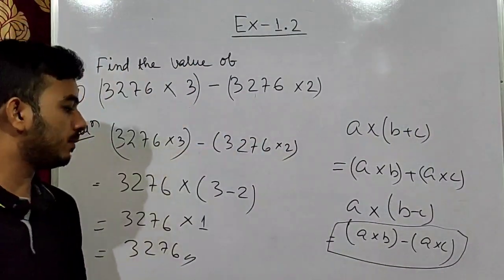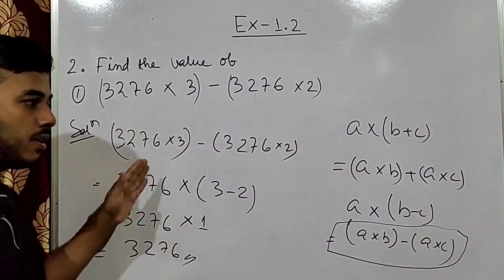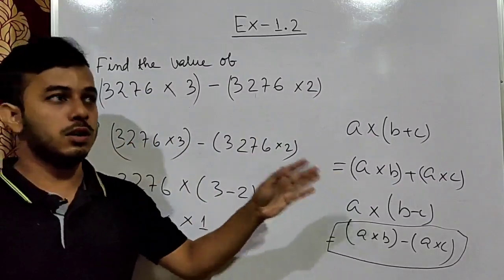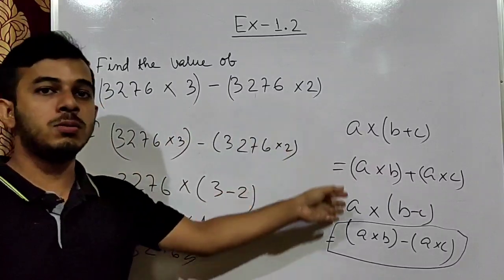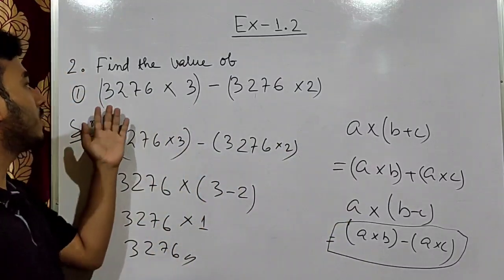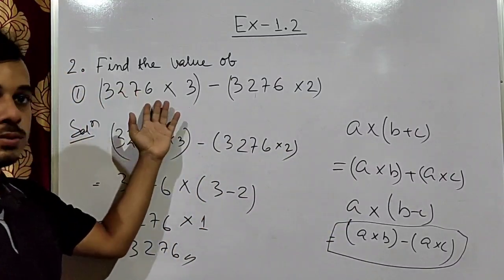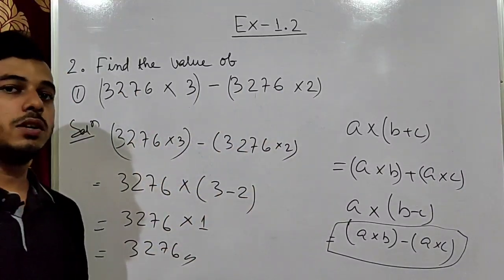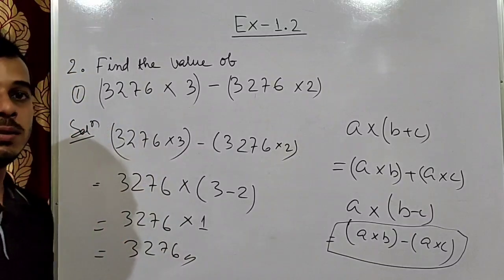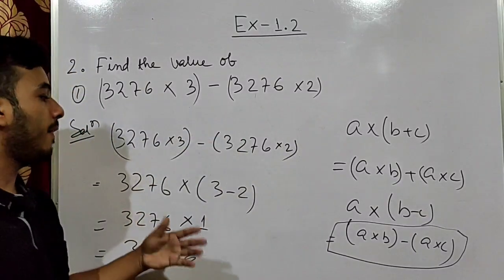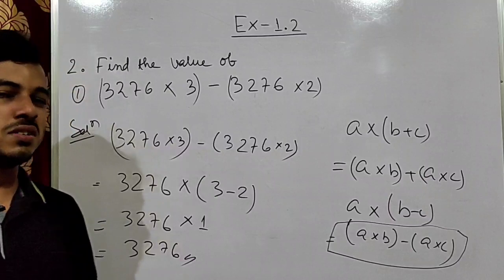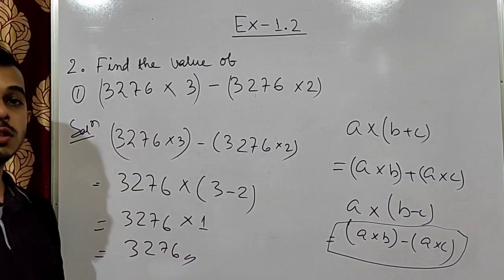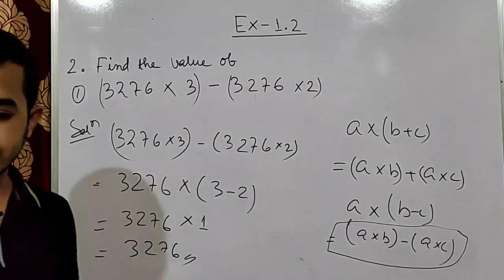Now you can solve this one time in this method, and you can find the product by the usual method. By the usual method means what? First find the product of these two, and then find the product of these two, and then subtract. You will see, you will take more than 2 minutes in that case. Now in this case only 20 seconds is enough, right? Okay, so now let's move to our next one.